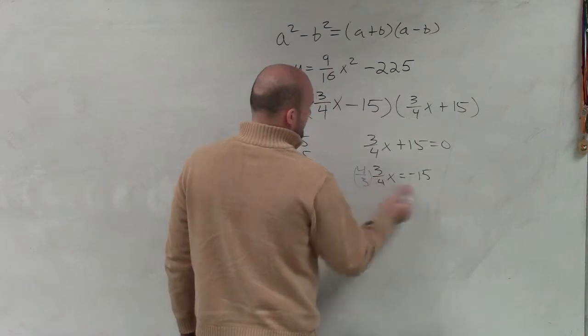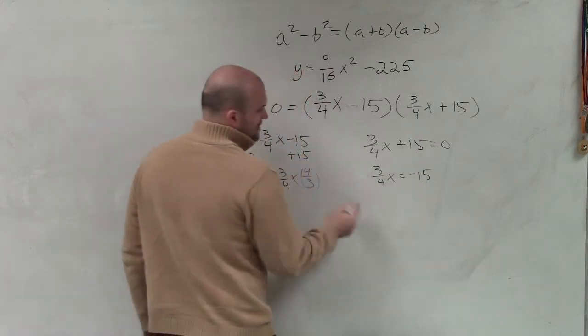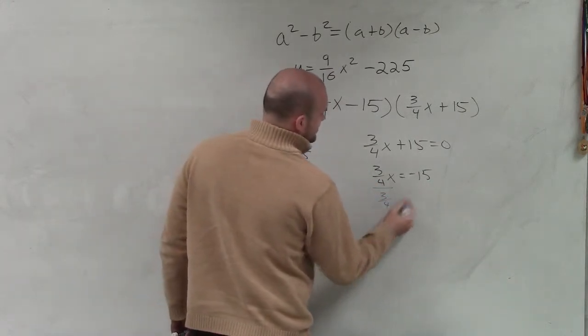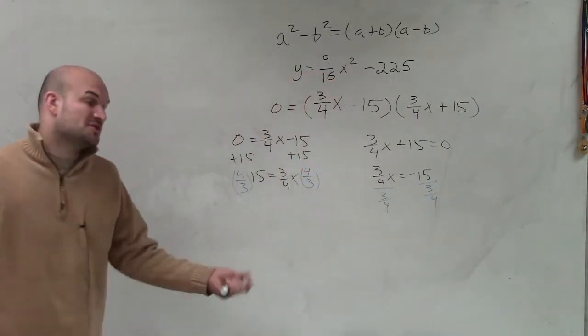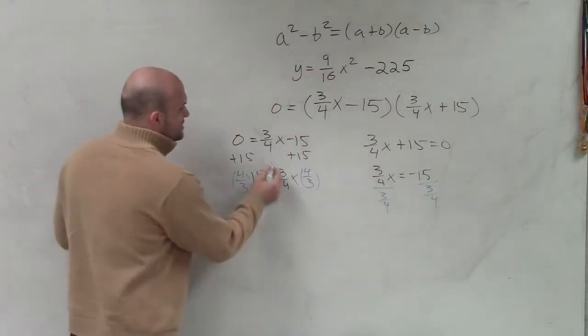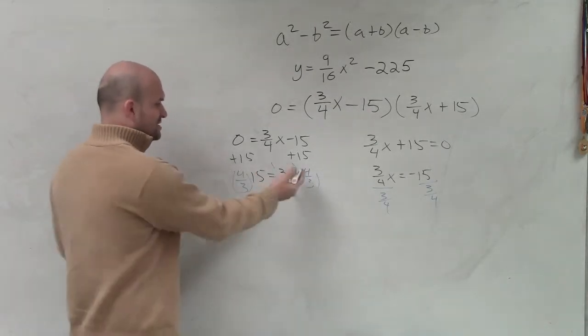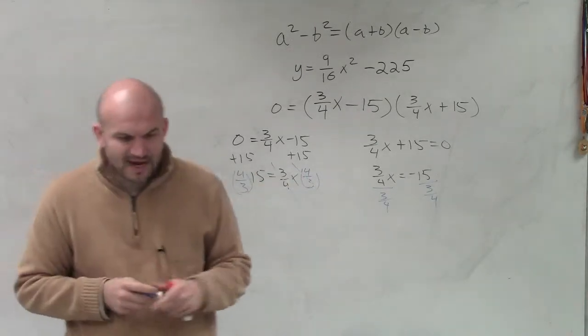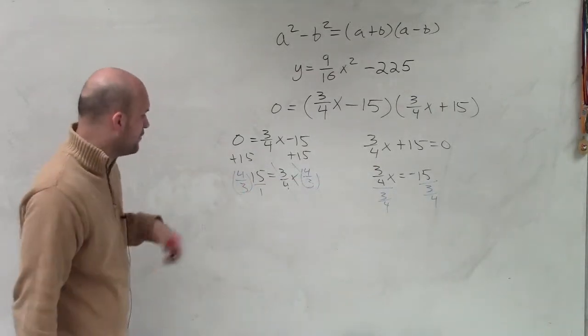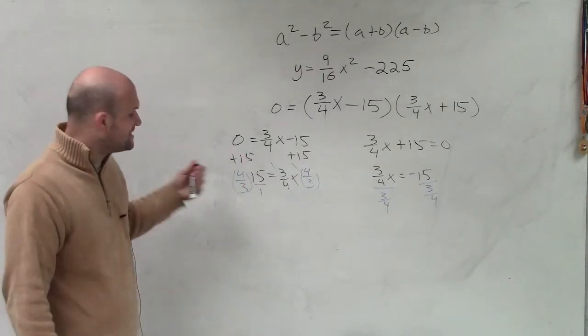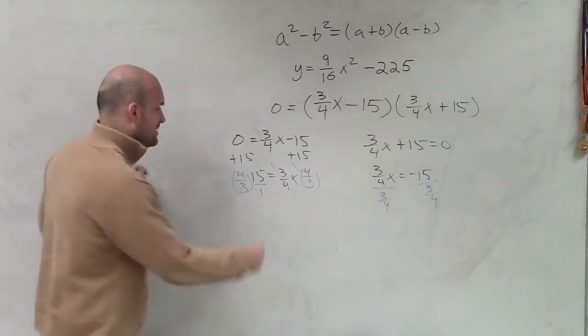Actually, you know what? In this case, I'll do it a different way. You could also just divide by 3/4. It doesn't matter if you multiply by the reciprocal or divide by the number. We know that any term multiplied by its reciprocal is 1, so you're just going to be left with x. Then I have 3/4 times 15. Well, remember, you can write 15 as 15 over 1. 4 times 15 is going to be 60. 60 divided by 3 equals 20.